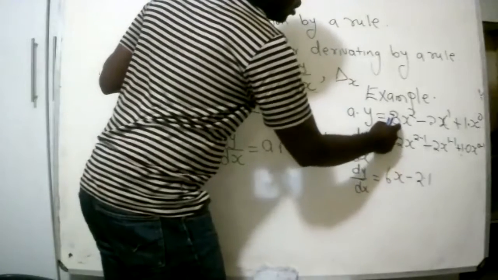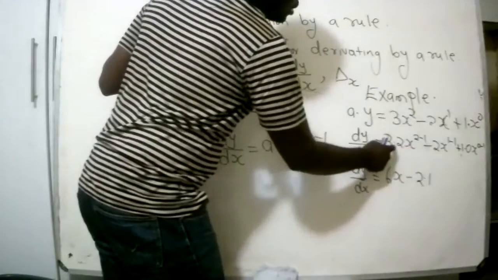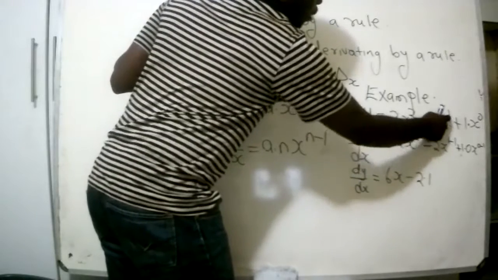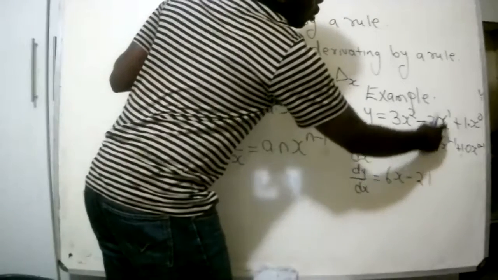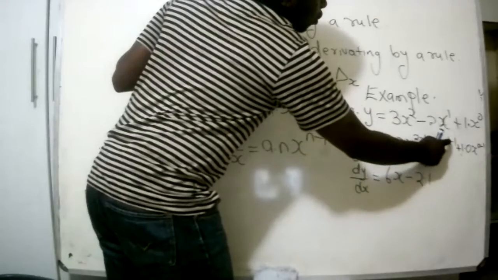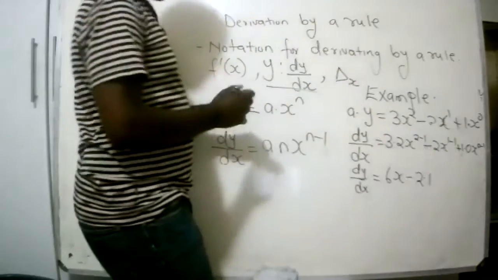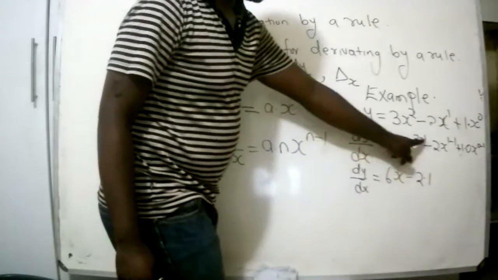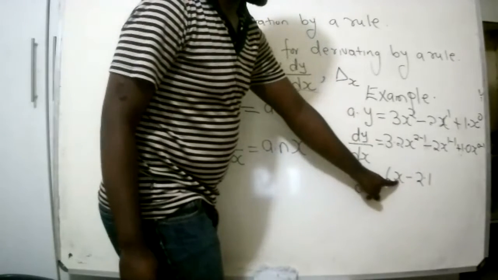We multiply 3 with 2 and we obtain 3 times 2. On the exponent, we subtract 1. Same thing here. We multiply 1 and 2, we obtain 2. We subtract 1 here, you get x to the power of 1 minus 1. So we simplify. The simplification is 3 times 2, which is 6. 2 minus 1, which is 1, is the same as writing x.